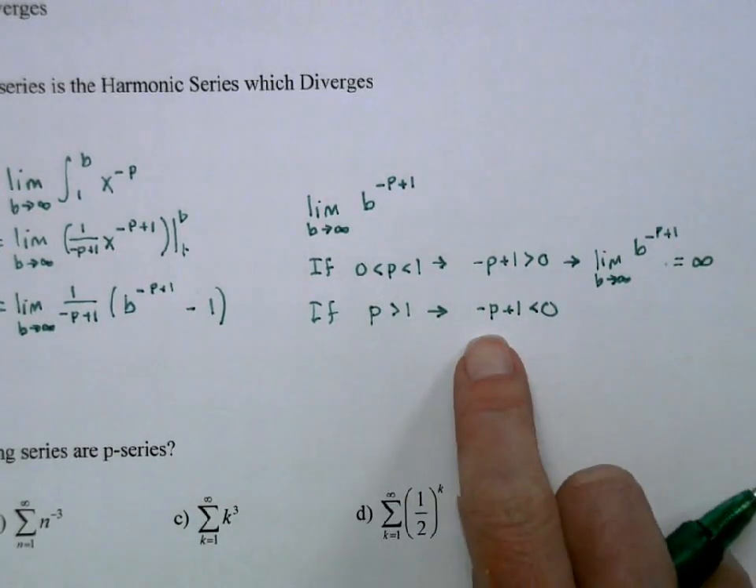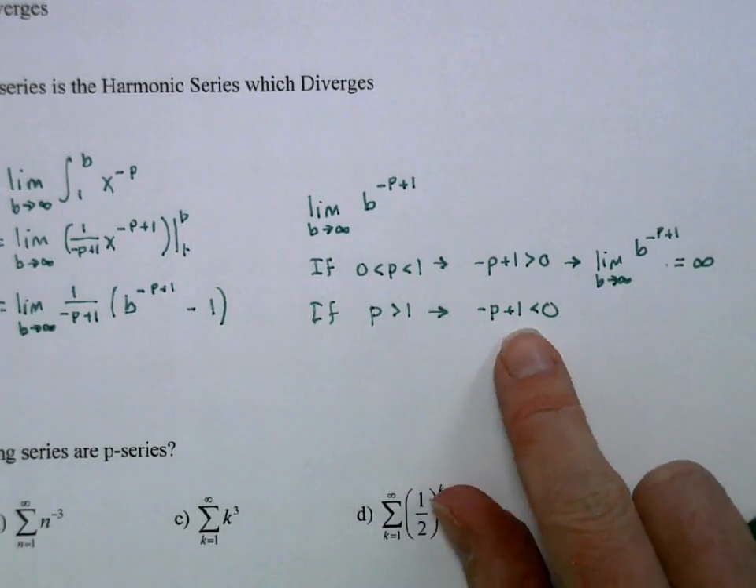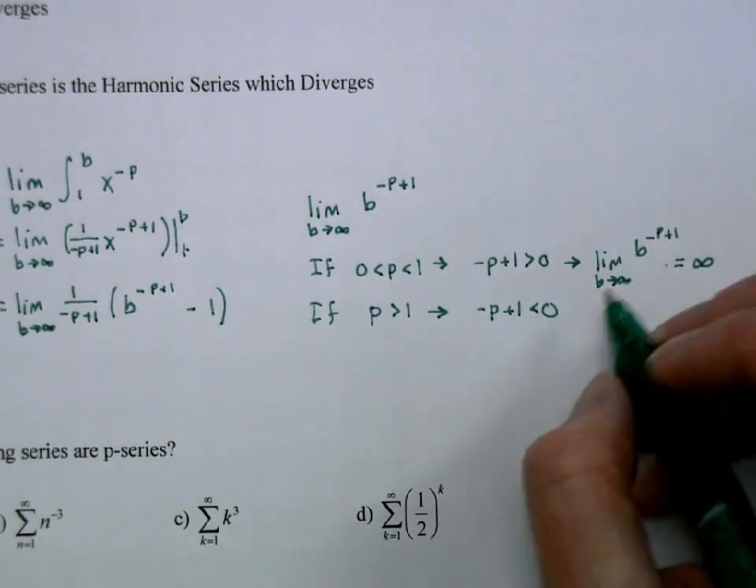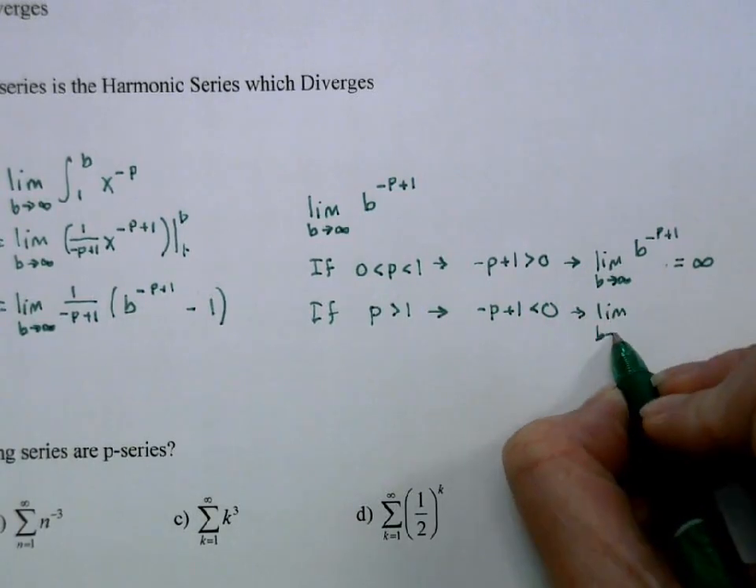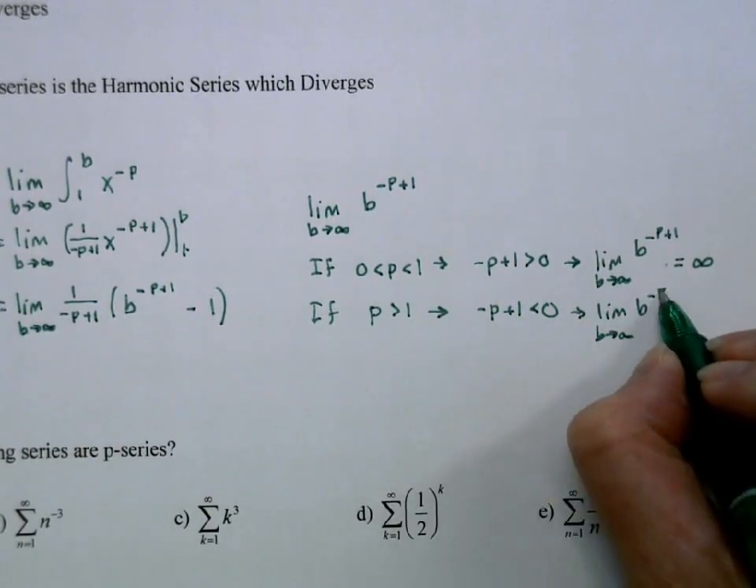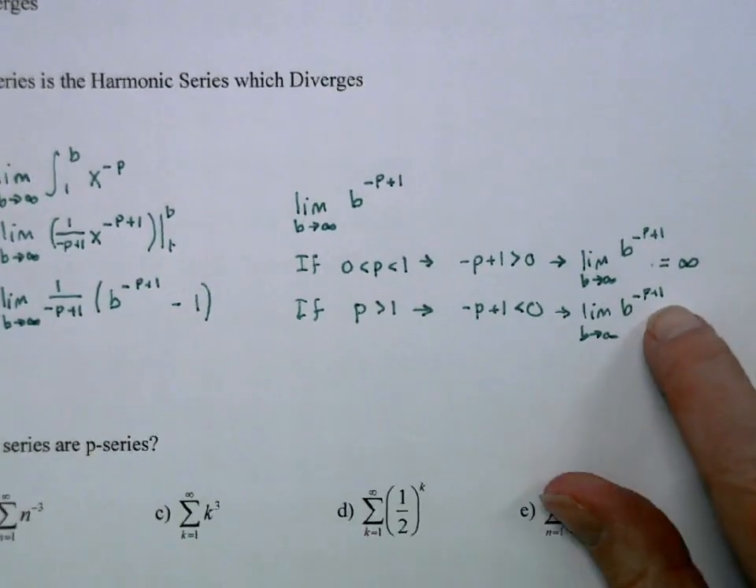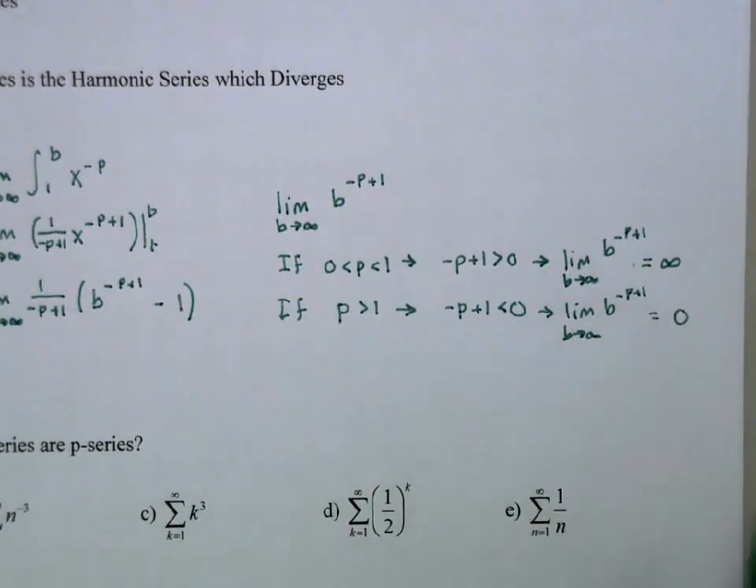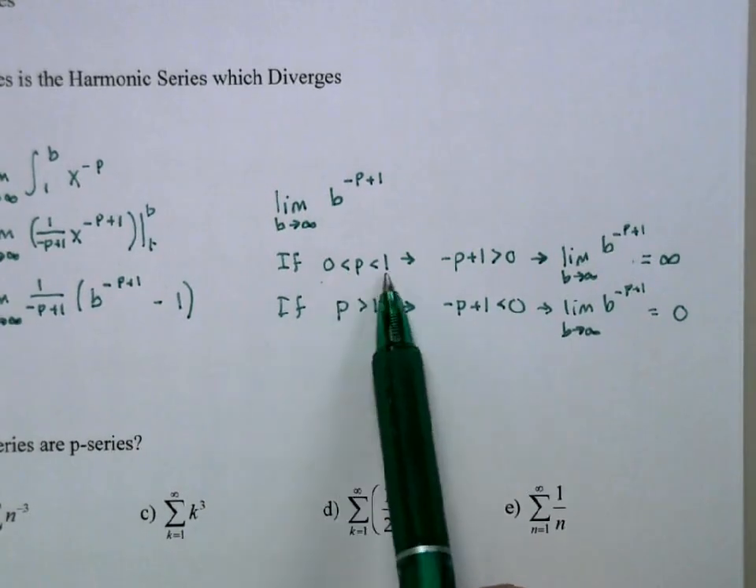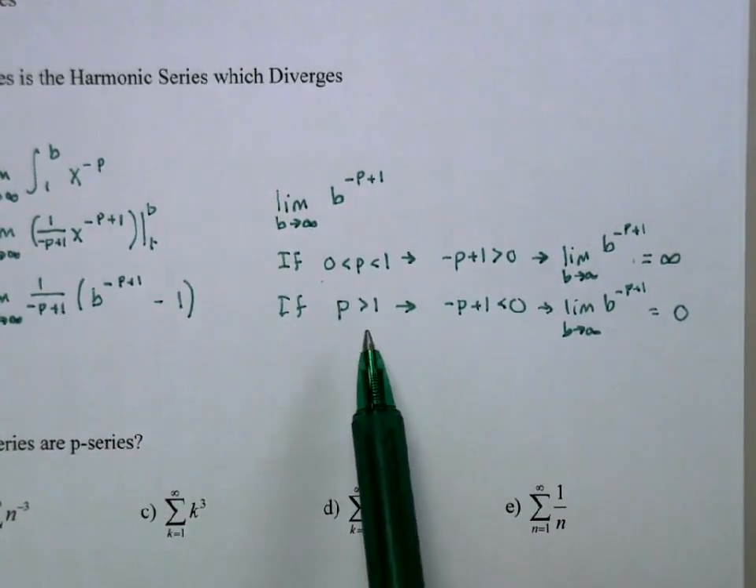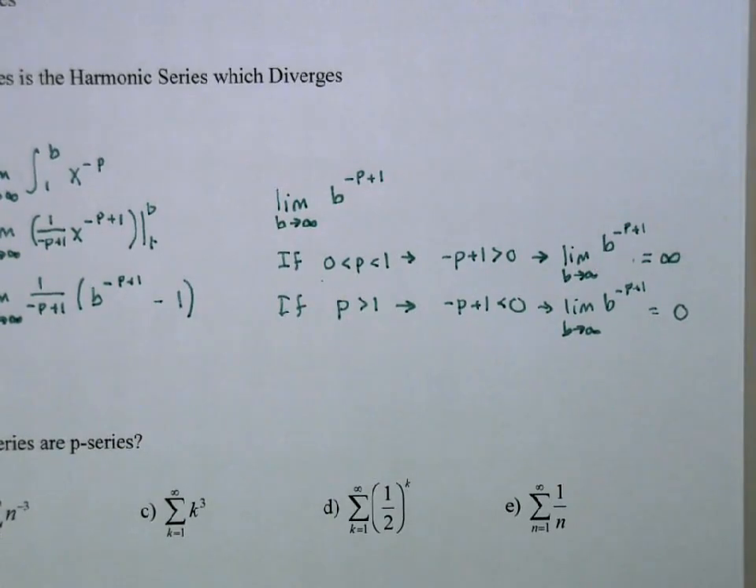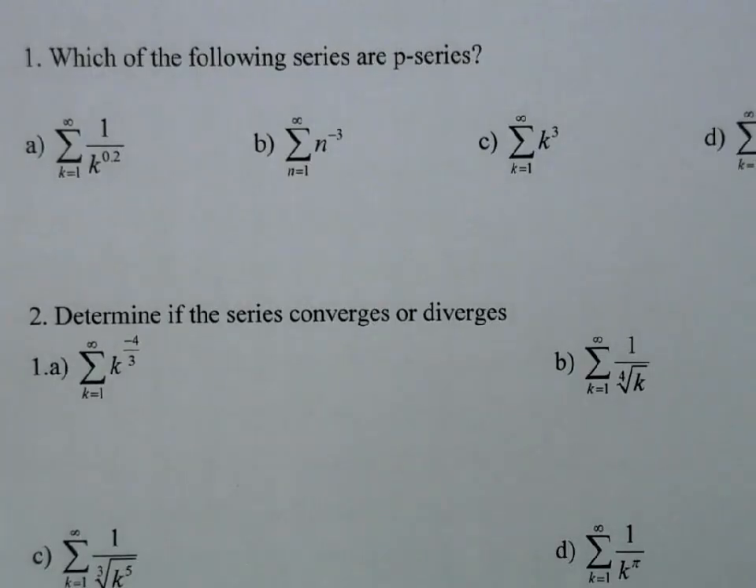okay, if I plug in a value bigger than 1, say 2, I'm going to have negative 2 plus 1, which gives me a negative value, which means that for my limit as b goes to infinity of b to the negative p plus 1, I'm now raising it to a negative exponent, which is going to be exponential decay, which as we go to infinity goes to 0, which means the integral test converges, which means the series converges. So between 0 and 1, including 1, it diverges, but if it's greater than 1, it converges. So the p-series is an easy test to use if in fact your series is a p-series.